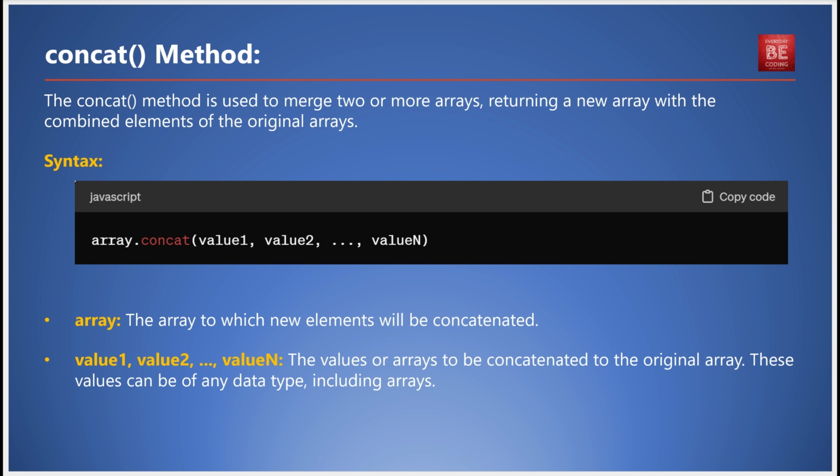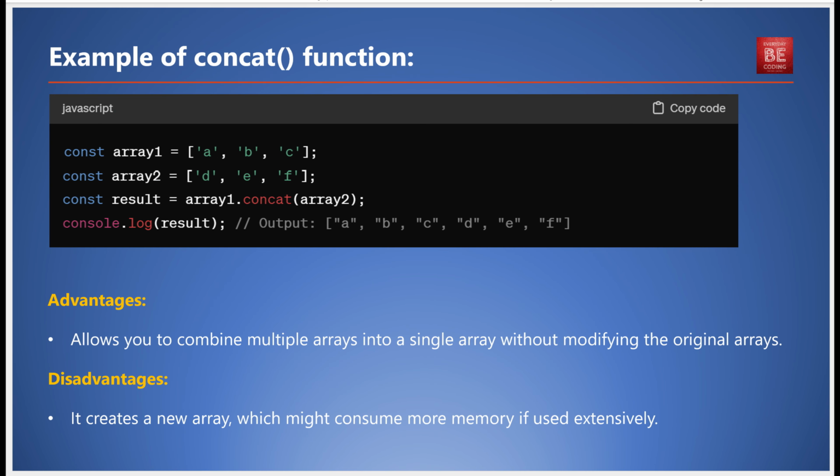Next, we have the concat method. This method merges 2 or more arrays, returning a new array with the combined elements of the original arrays. The syntax is array.concat(array1, array2, ..., arrayN). The arrays to be concatenated are optional. Here's an example of concat in action.